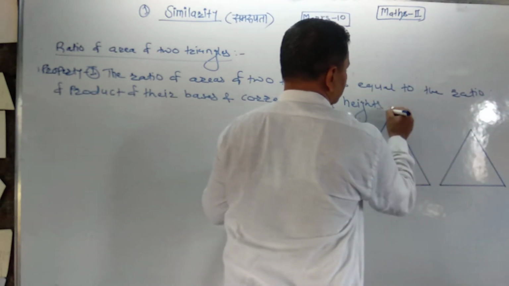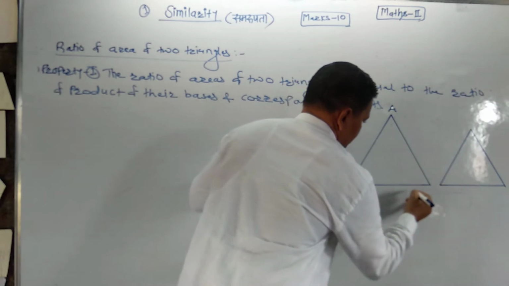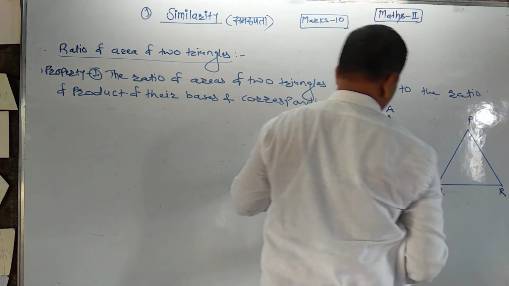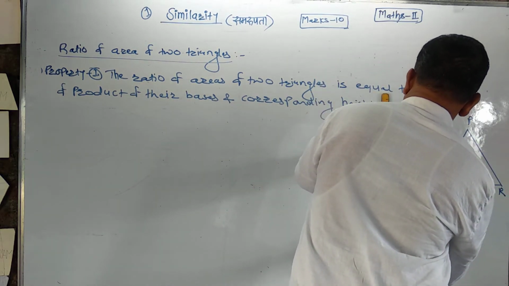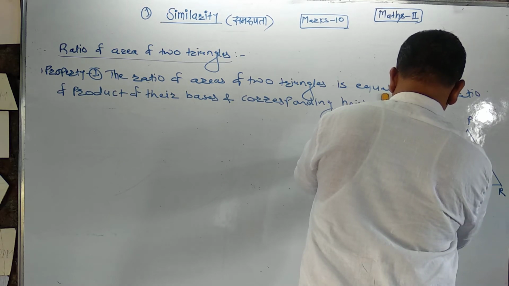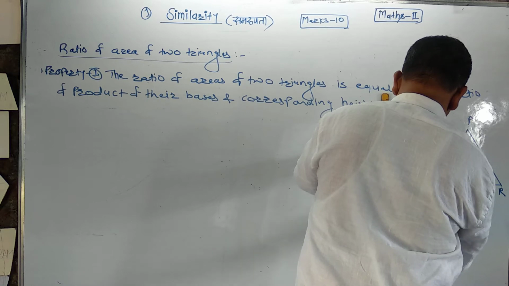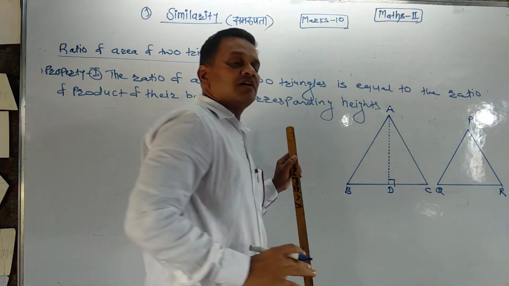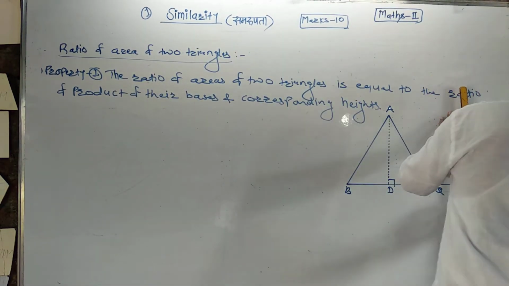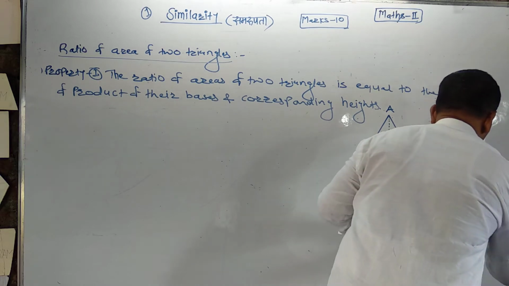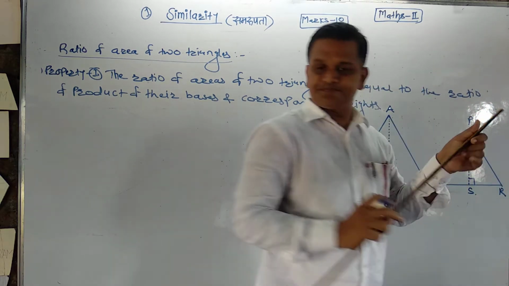Triangle ABC and triangle PQR. The height of the two triangles we must denote by a dotted line. Understand? Seg AD is the height and seg BC is the base. In the second triangle, seg QR is the base and seg PS is the height. Understand? Seg PS is the height.